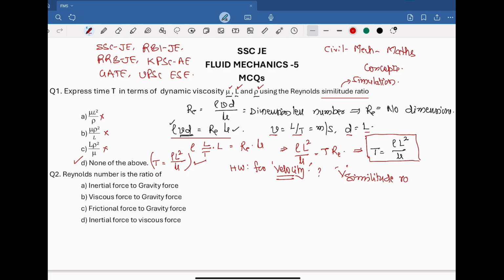The V similitude ratio with Re, the Re scale. Please do it. Use only these three parameters. Don't use anything other than these three. Next.